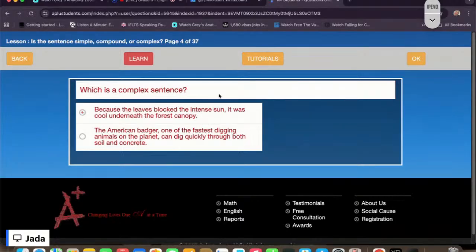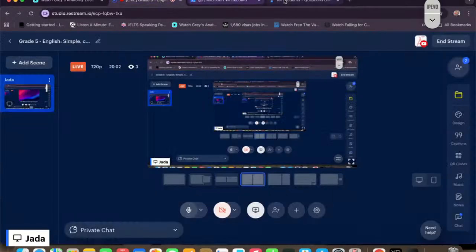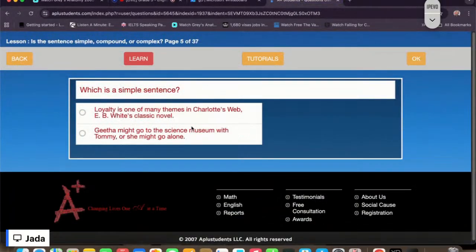Okay, so we have: because the leaves blocked the intense sun, it was cool underneath the forest canopy. So a complex sentence starts with a subordinating conjunction, "because." Now which is a simple sentence, first or second?